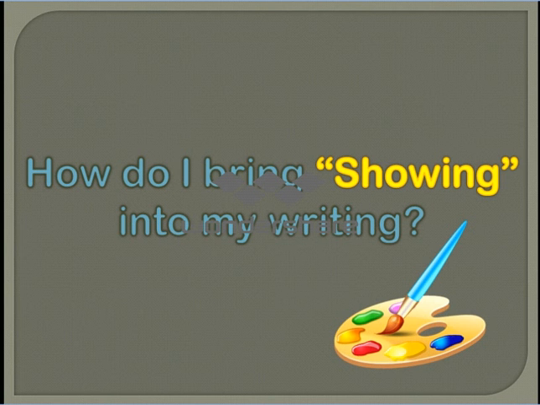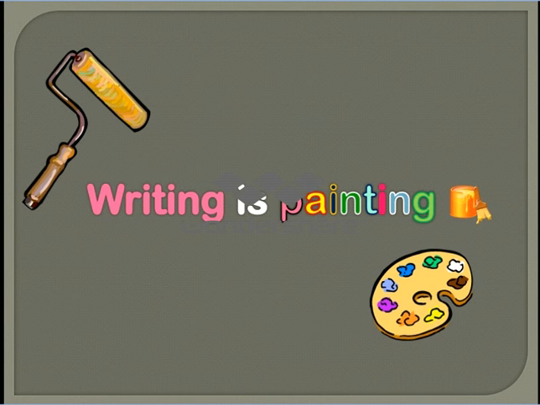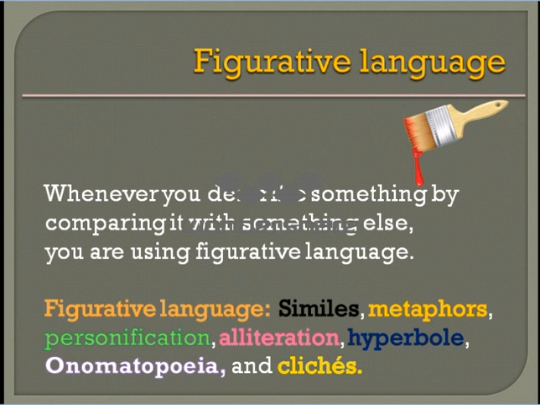Well, tip number one is to use more figurative language. Remember, writing is like painting a picture. You need different colors and a powerful imagination. In order for readers to fully experience what you're writing about, they need to be able to see, hear, taste, smell, and touch the world around them. You can add more showing to your writing by using figurative language.